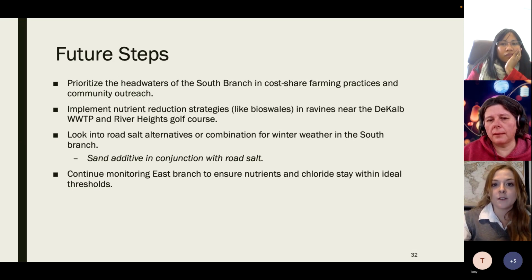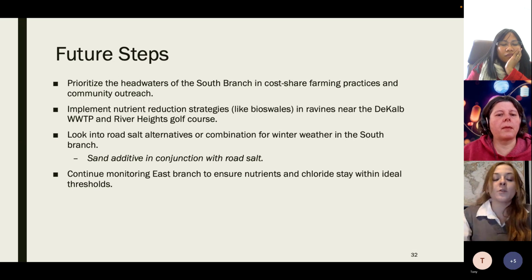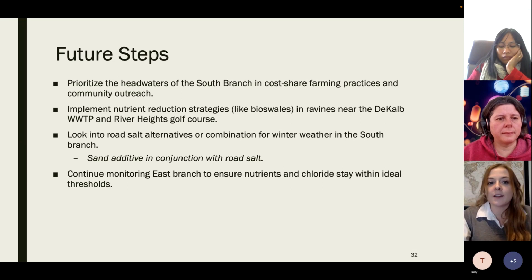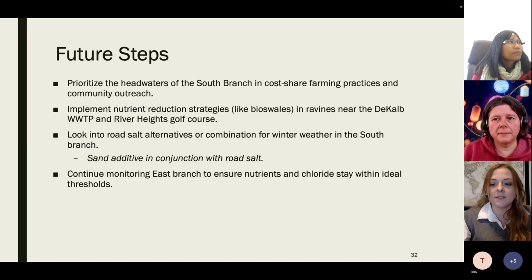For our high chloride concentrations, we can start looking into road salt alternatives or maybe using a combination for the winter weather in the South Branch. An example of this is we don't have to completely get rid of chloride, but maybe introduce a sand additive to help gain traction while reducing that chloride input. And although our East Branch is doing fairly well for chloride and nutrients, we should still be monitoring it to stay on top of the data and make sure that they are within ideal thresholds.